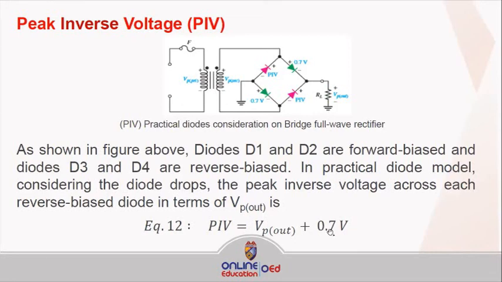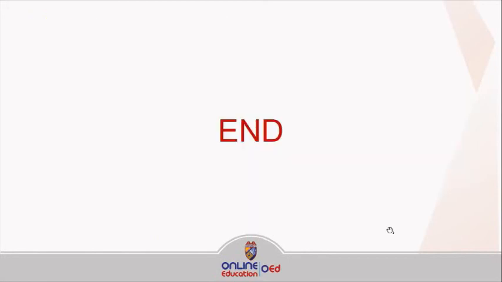Okay, kaya nagka-additional na 0.7 dito. Ito na yun. Kasi nga meron tayong kino-consider na diode drop or barrier potential. Okay, these are the end of our lecture.